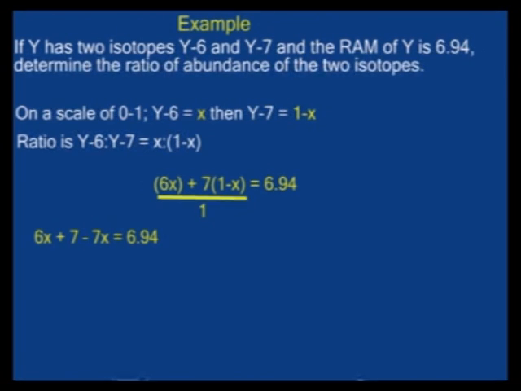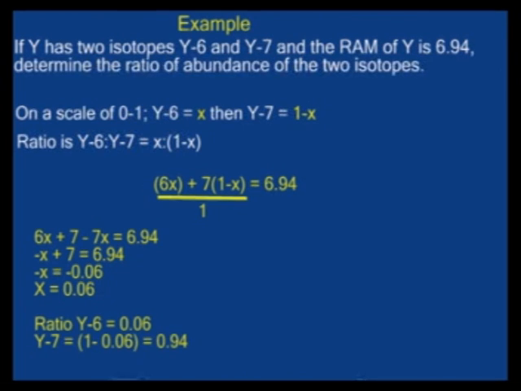Now proceeding, minus x plus 7 is equal to 6.94. Minus x is equal to minus 0.06. X is 0.06. Now we already found the value of our x. The abundance of Y6 is equal to 0.06, which means Y7 is 1 minus 0.06. Remember, Y7 was equal to 1 minus x, and we have already found the value of x. Therefore, Y7 is equal to 0.94.